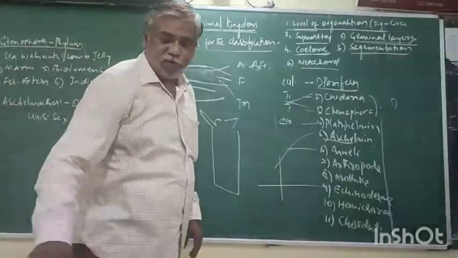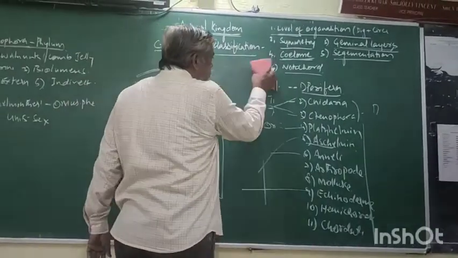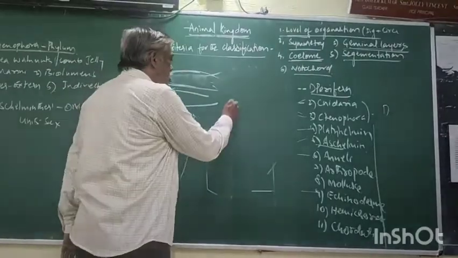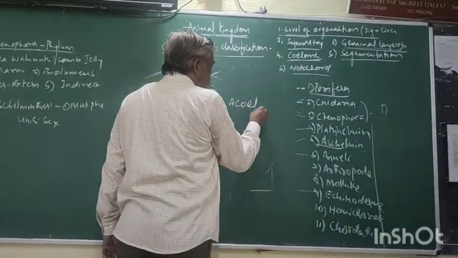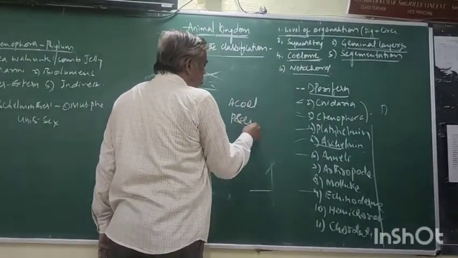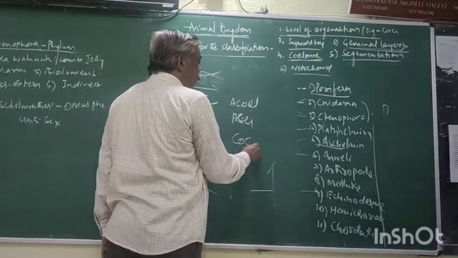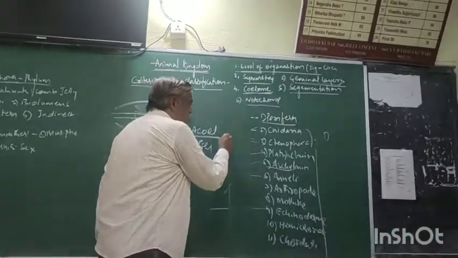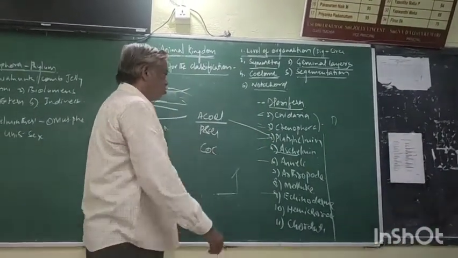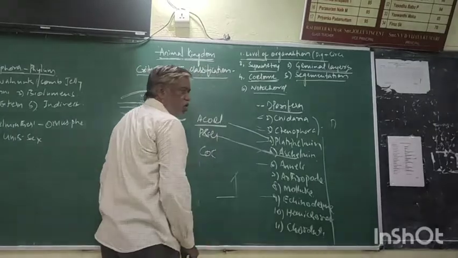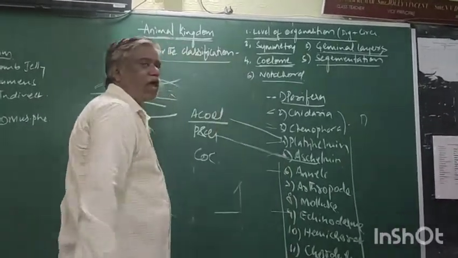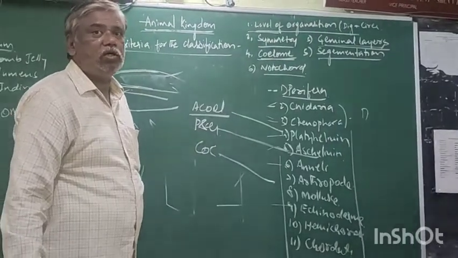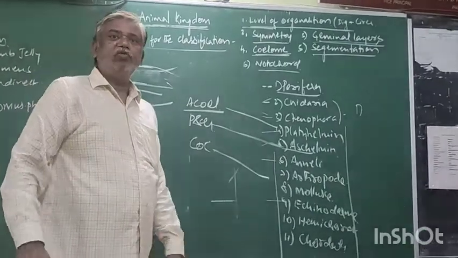Now, based on the body cavity, the animals are classified into three types: acoelomate, pseudocoelomate, and coelomate. Acoelomate means absence of body cavity, example: Platyhelminthes. Pseudocoelomate, example: Aschelminthes. Annelida onwards are coelomate. Now this is the knowledge of body cavity with three types.